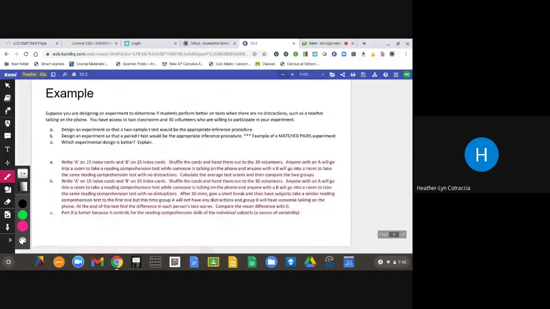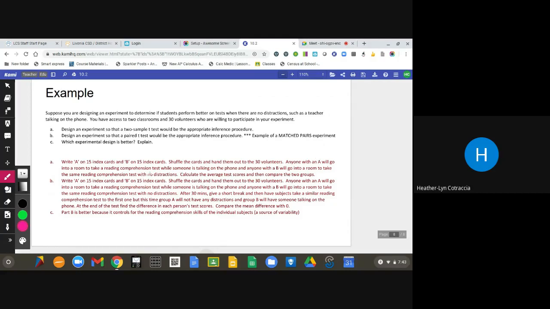And last but not least, this example right here. We want to know if students perform better on tests when there's no distractions, such as a teacher talking on the phone. We have 2 classrooms, 30 volunteers. So the first experiment I'm going to talk about is a 2-sample t-test. What we would do is randomly assign the 30 volunteers to one of the 2 rooms. I put the letter A on 15 index cards and the letter B on 15 index cards. I shuffled them and handed them out to the volunteers. Anyone with an A goes into one room, a B goes in the other room.